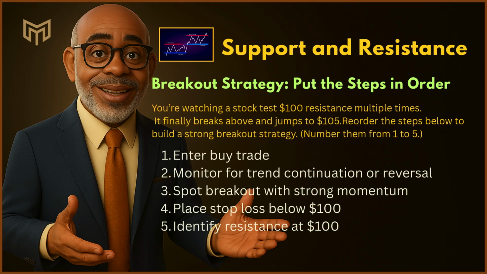Think like a trader. You've watched price test the $100 resistance level multiple times. Now it breaks through and quickly moves to $105. Your task is to reorder the steps on screen to build a strong breakout strategy. Number each step from 1 to 5, based on how a disciplined trader would plan the trade. Take your time and record your answer.